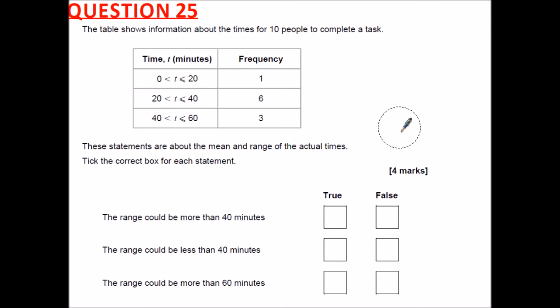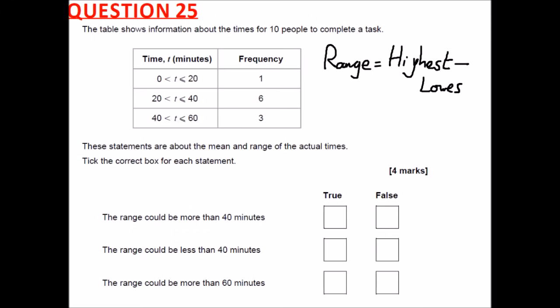The next part of the question, we're talking about the range of times. Now range, in case you need to be reminded, is the highest take away the lowest. Highest take away lowest. So first of all, it's saying the range could be more than 40 minutes. True or false? The range is at its biggest when the highest is at its highest.